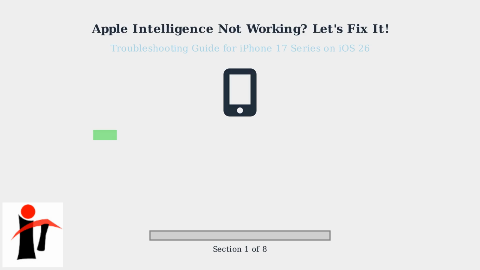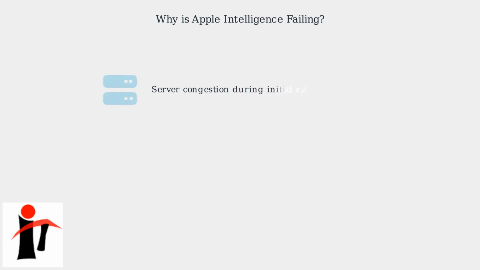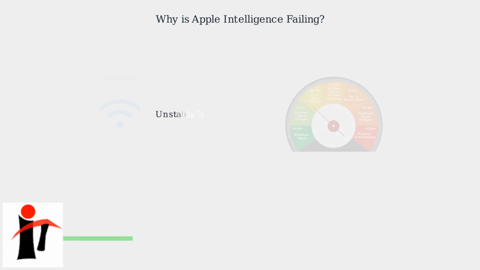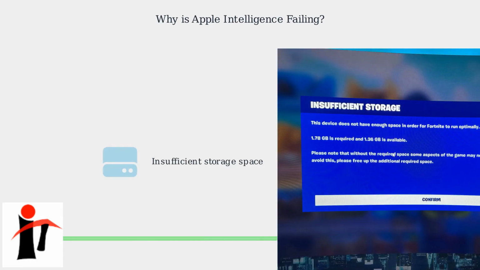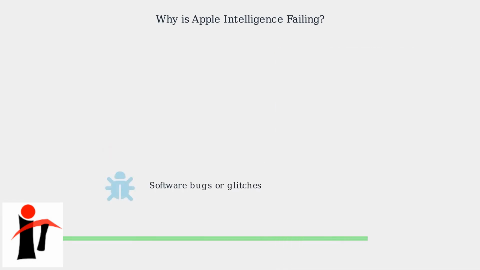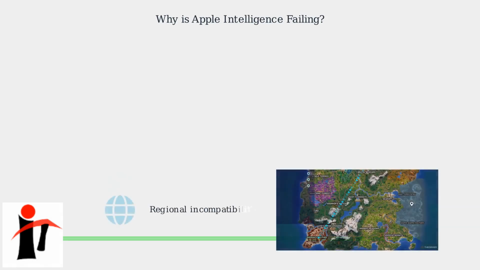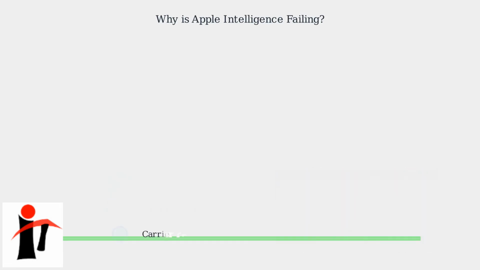Stay tuned. Several factors can prevent Apple Intelligence from working correctly. These include server congestion during initial setup, unstable Wi-Fi, corrupted files, insufficient storage, software bugs, regional incompatibilities, and even carrier restrictions. Understanding these potential roadblocks is the first step to fixing the problem. We'll explore solutions for each of these in the following sections.